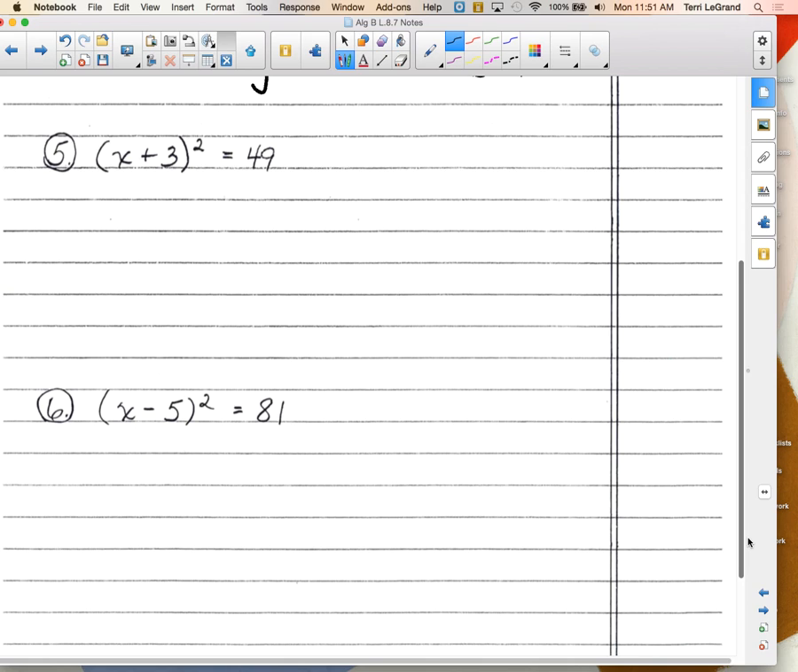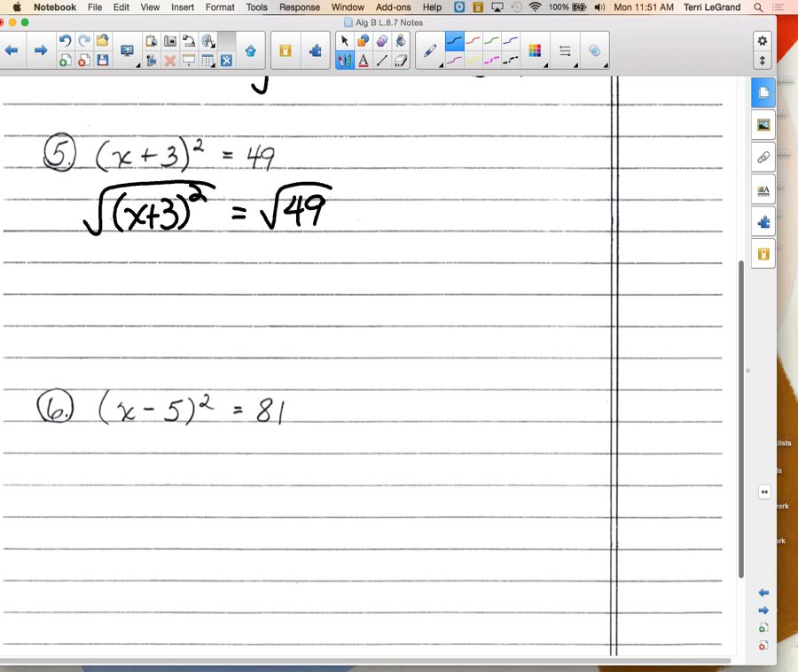Okay, this is the other situation that can happen. You have a factor times itself. So x plus 3 squared means x plus 3 times itself. And then on the other side we have this 49. Oh, is that 7 squared? Nice, no reason to move it over then. Let's go right to work taking the square root of x plus 3 squared and taking the square root of 49.